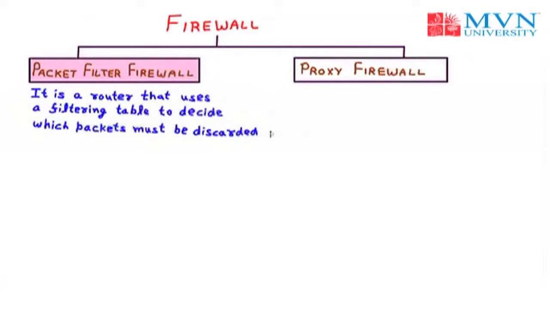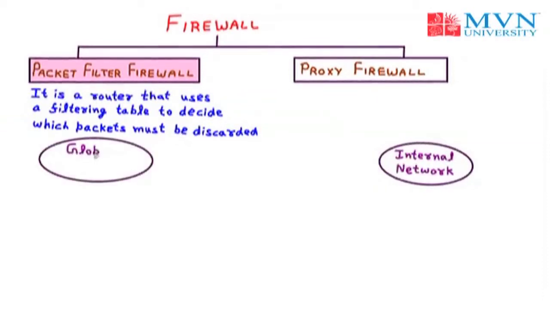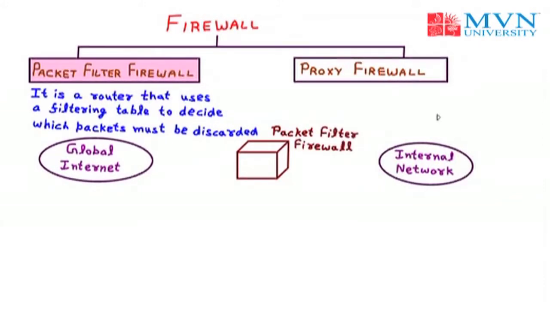To understand the packet filtering firewall, let us take the example in which we have a global internet and an internal network which are separated by a packet filter firewall. Suppose this one is the internal network and this one is the global internet. Between the global internet and the internal network, we have the packet filter firewall. So this one is the packet filtering firewall. It is connected with both the global internet and the internal network.